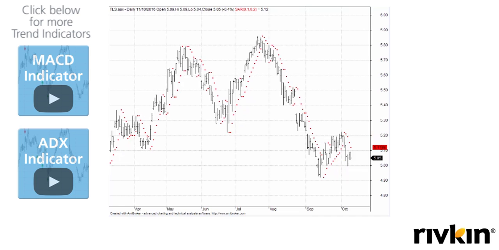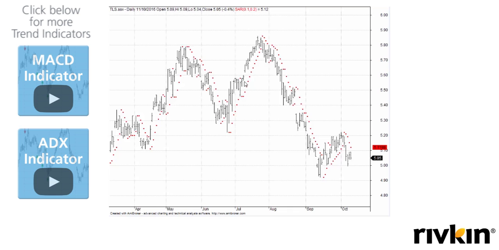I have another chart of Telstra here as well, and the difference on this is I've changed the acceleration factor. I've increased it by 5 times to 0.1. And you can just visually see how much closer the stop loss gets to that trailing price. As a result, while it is much closer, we do tend to get a lot more false signals than we did with a standard acceleration factor of 0.02.